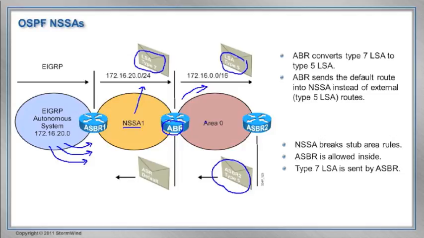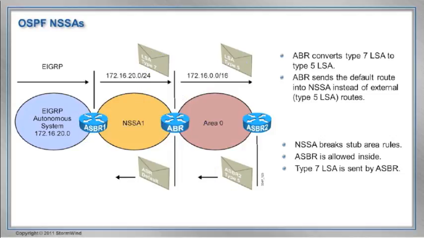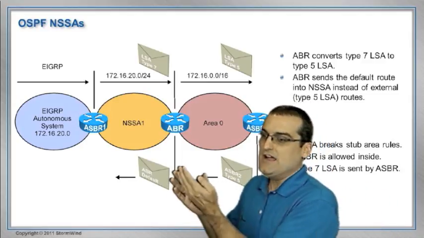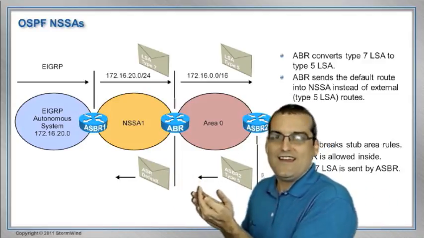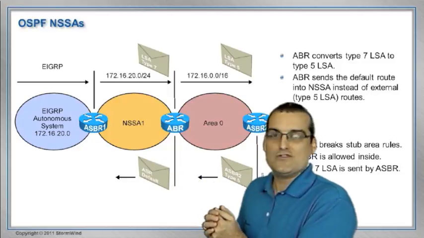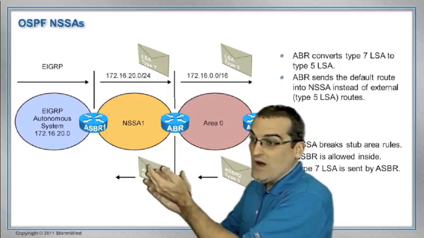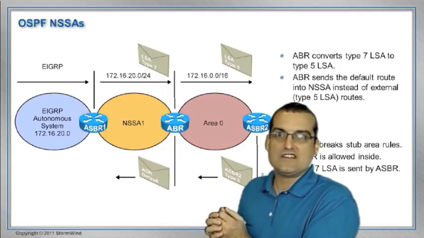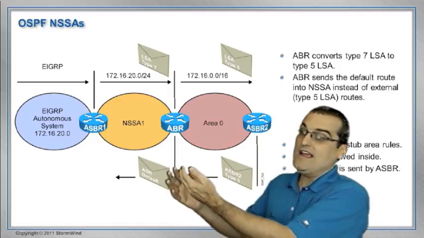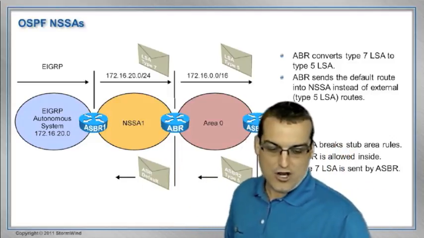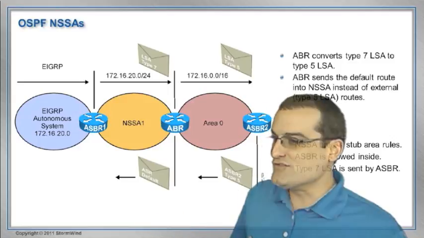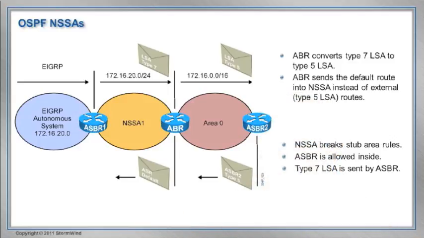So notice the type 7 LSA is a special LSA type just for the transport in the stub area of those external prefixes. Once they make it through that area and move into the areas beyond, then those particular prefixes will be converted dynamically to the regular old type 5s.